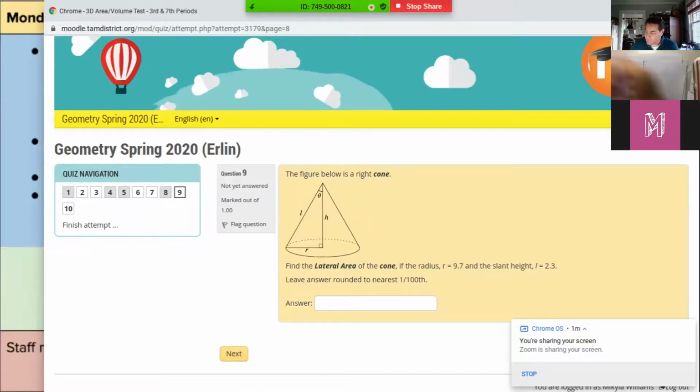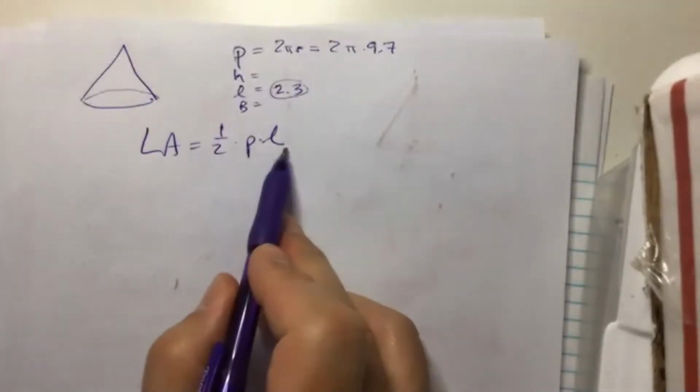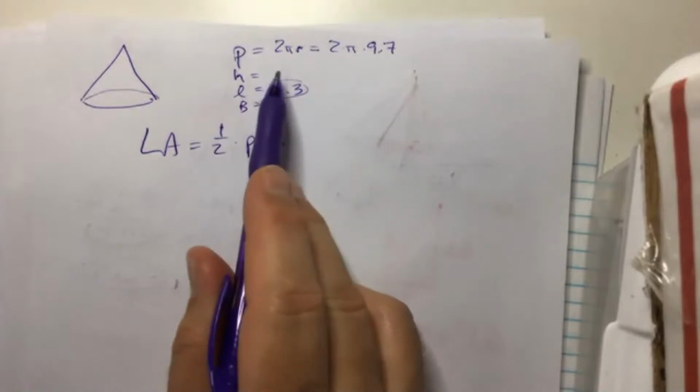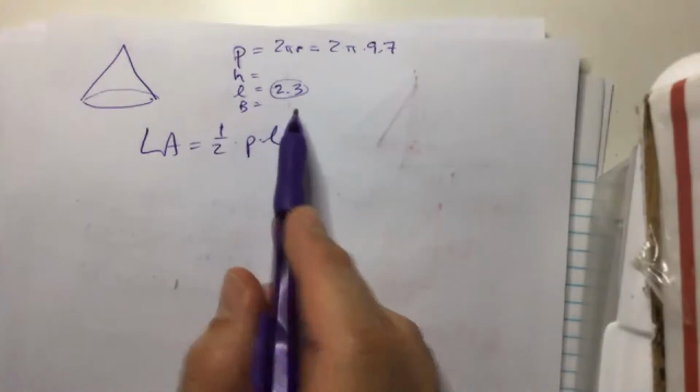What's the perimeter of a circular base? We have a different name for that. What do we call the perimeter of a circle? Circumference? Good. So for this one, we're going to do 2 pi r, which would be 2 times pi times 9.7. I see that the slant height is also given, which is 2.3. Our lateral area formula says 1/2 P times L. With the radius, they gave us the P, 2 pi times 9.7, and they explicitly gave us the L, so that's all we've got to plug in.